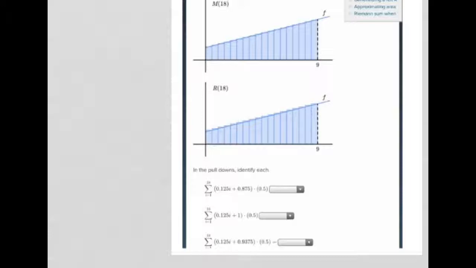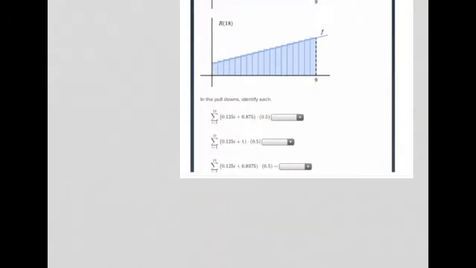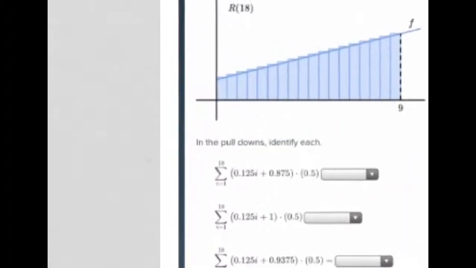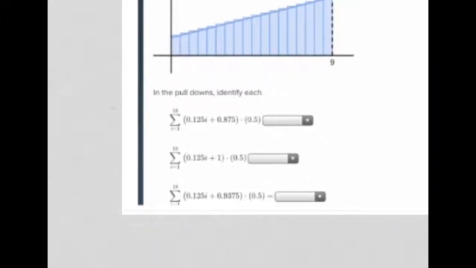Well, it definitely works out. If I already know there are 18 rectangles, and there's 9 units between 0 and 9 here, then each of them has to be half a unit, because this is 1, 2, 3, and so forth all the way up to 9. So that's definitely the width of each rectangle. The rest of these should correspond to the height of each rectangle, I think.